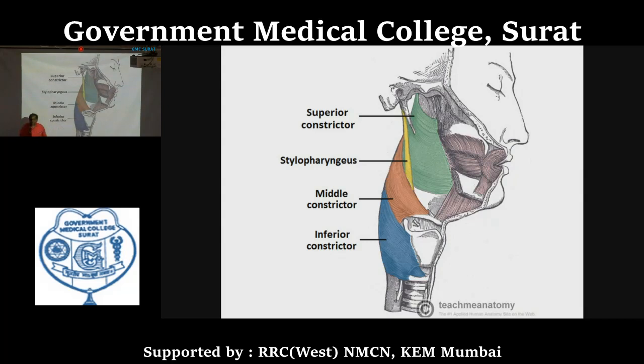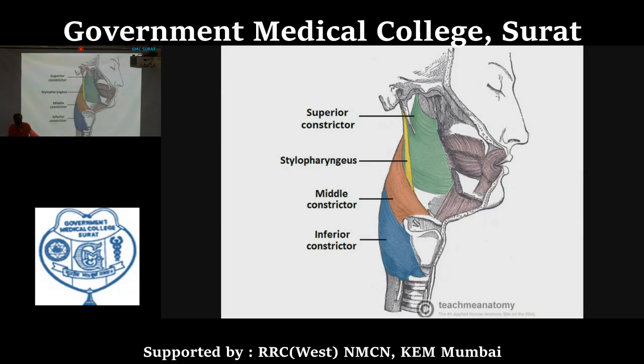Now we will discuss the basic aspects of the origin and insertion of all these constrictors. This inferior constrictor has an origin from the thyroid and cricoid cartilage. After this origin, the fibers ascend medially, and these upper fibers overlap the middle constrictor. Actually this lower part of the middle constrictor is overlapped by the inferior constrictor.